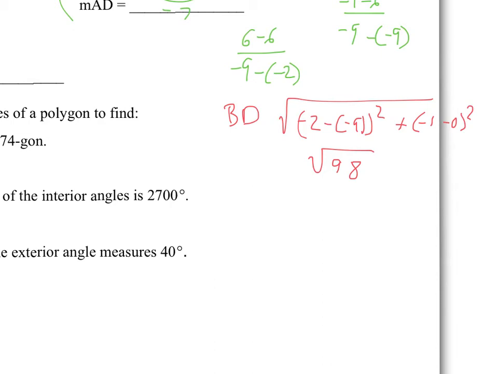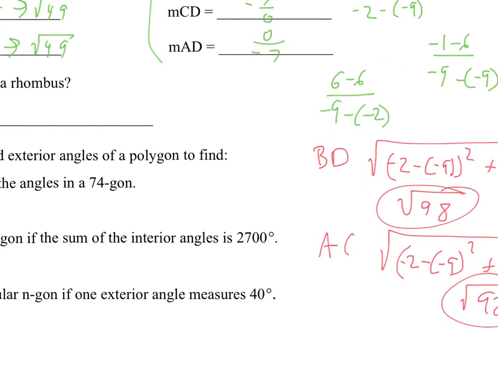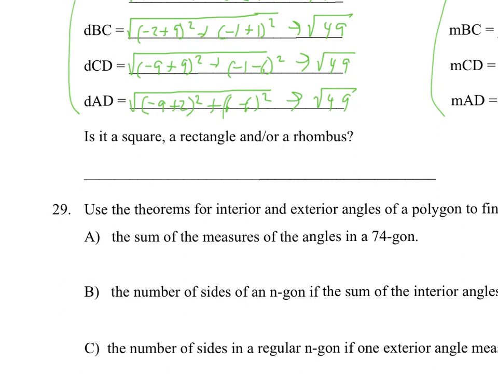BD, that should be a 6, not a 0. That's why. And then when I do the distance for AC, you should get -2 minus -9 squared plus 6 plus 1 squared, and you get radical 98. So they're congruent, diagonals are congruent. We can say it's a rectangle.